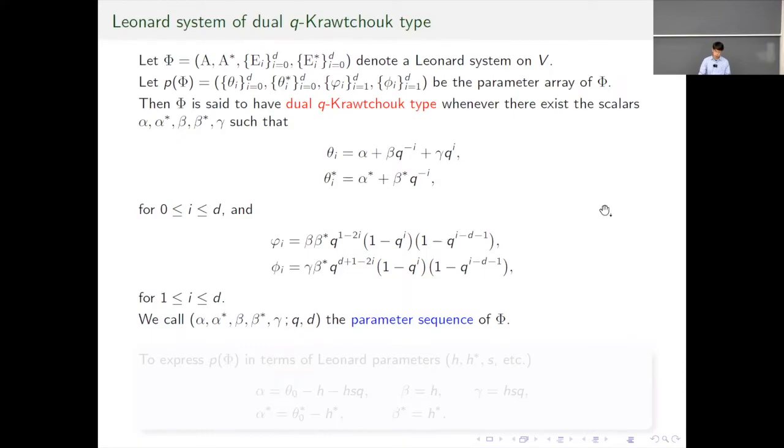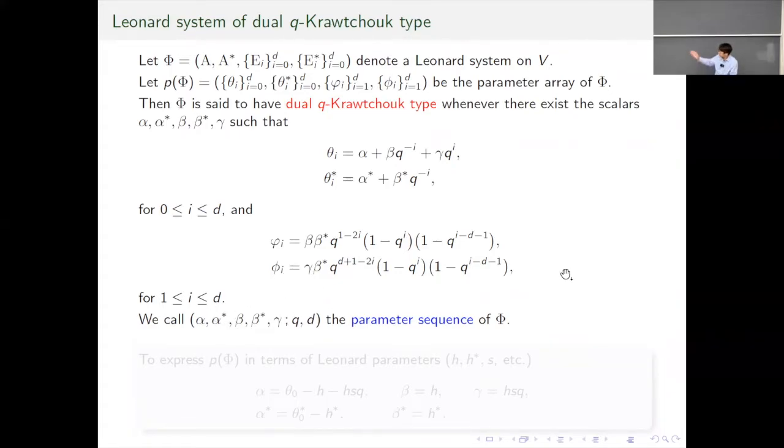We call this dual q-Krawtchouk type because, as we discussed in lecture 1, using this parameter array we can construct a sequence of orthogonal polynomials, say u_i, and when we evaluate u_i at the eigenvalue theta j, these polynomials form the dual q-Krawtchouk polynomials in the terminating branch of the Askey scheme. Because these 5 parameters, alpha, alpha star, etc., determine the parameter array, we call this sequence the parameter sequence of phi.